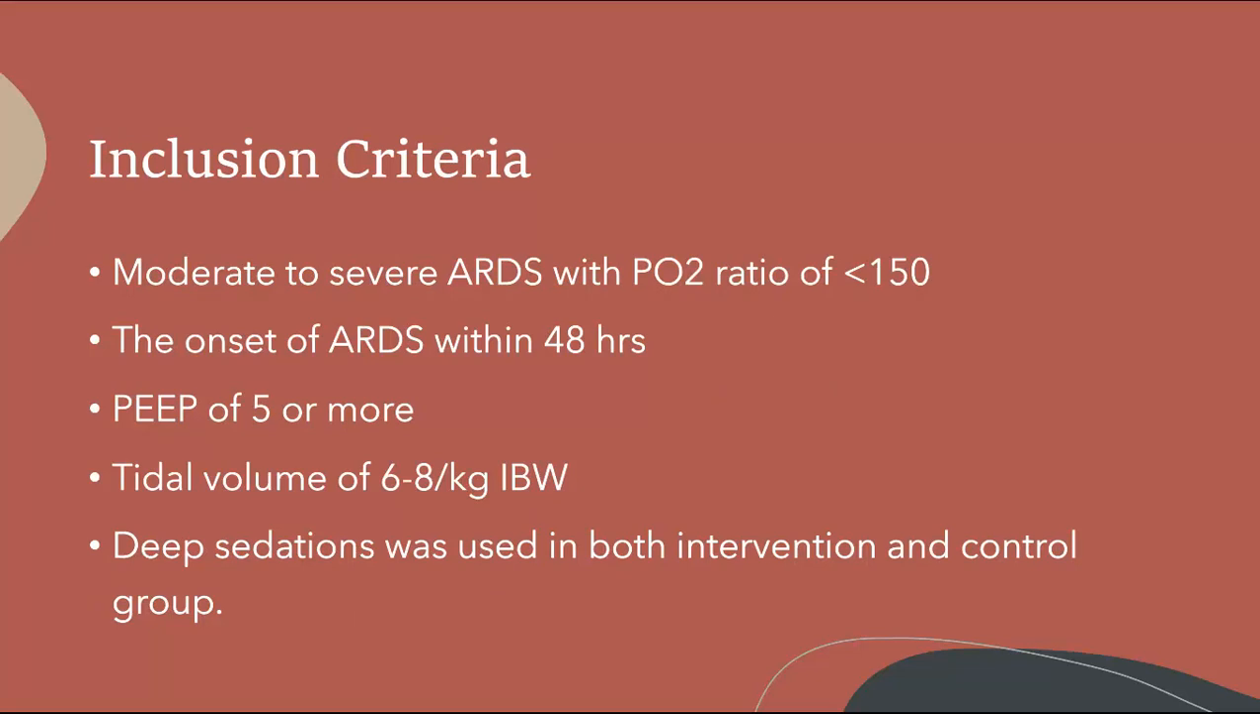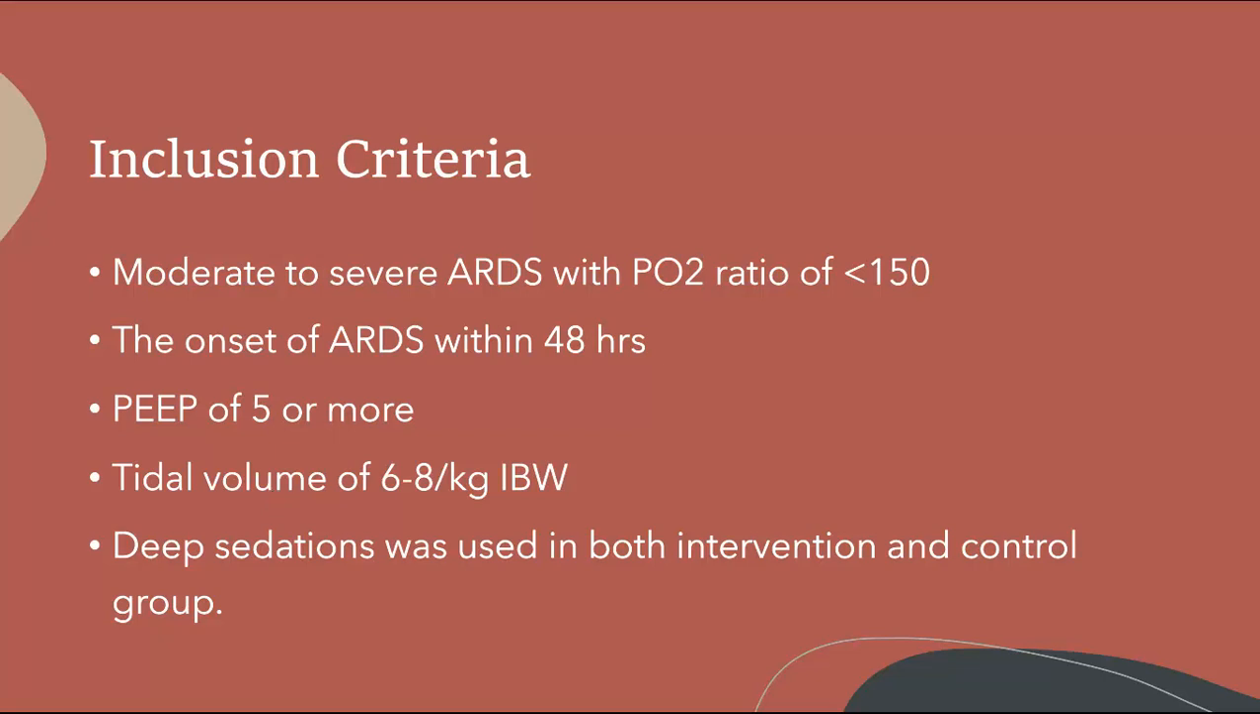It's important to know which patients were involved. As I mentioned, moderate to severe ARDS with a PaO2/FiO2 ratio less than 150, onset of ARDS within 2 days, PEEP of 5 or more, tidal volume 6 to 8 per ideal body weight. And this is very important in this study: they used deep sedation in both arms. They used deep sedation in the control group and in the interventional group, which is not the medicine that we practice now. Usually they prefer to do light sedation. So they did deep sedation on both groups, and this is going to make a difference in the study that was published in 2019.